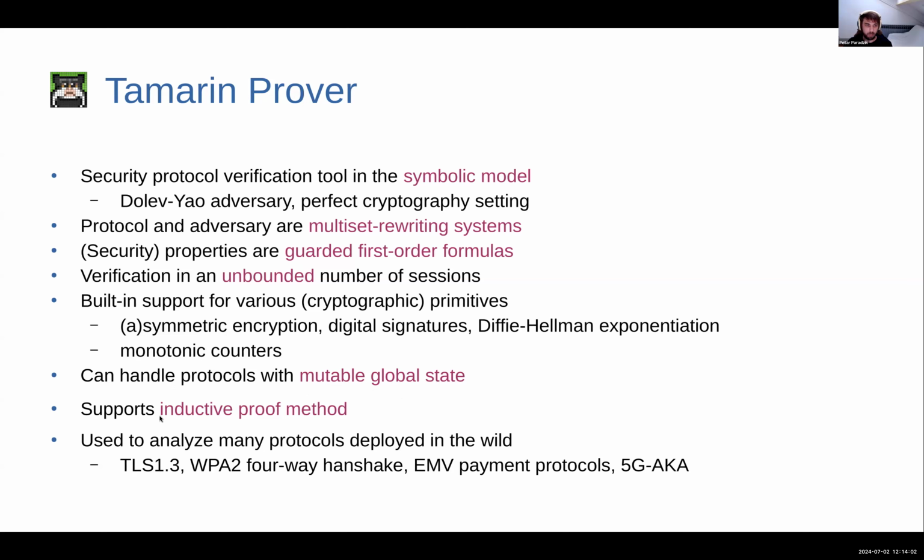And also Tamarin supports proof by induction. This is also very helpful because, again, each of our entities can execute indefinitely. And we needed some kind of proof method to reason about that kind of behavior. And also Tamarin is very popular among ProVerif users, and this is also a big plus.